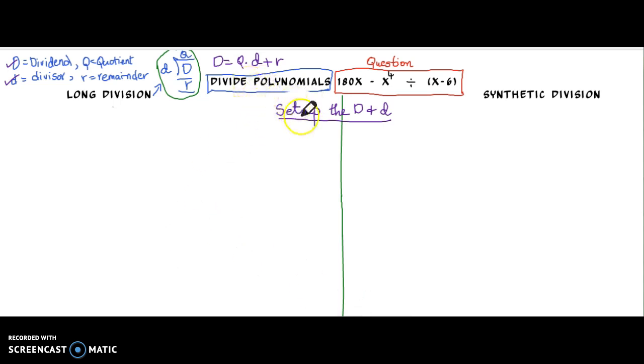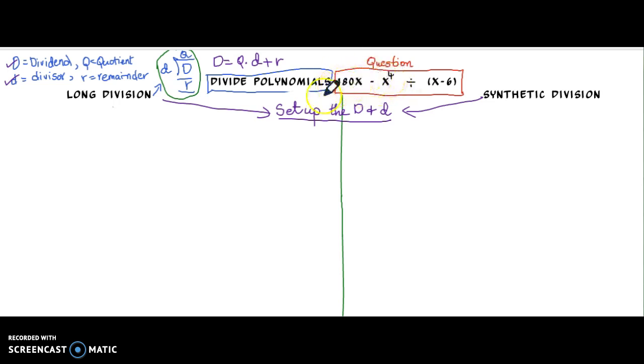The first step in long division and in synthetic division is the same. It is to set up the dividend and the divisor in the correct way. What I mean by that is, in this question, the dividend here is negative x to the 4th power plus 180x. The degree of this dividend is 4. There's a 4th degree term, which is the highest exponent in this polynomial. But we don't have a 3rd degree term or a 2nd degree term. We have a 1st degree term, and we don't have a constant.